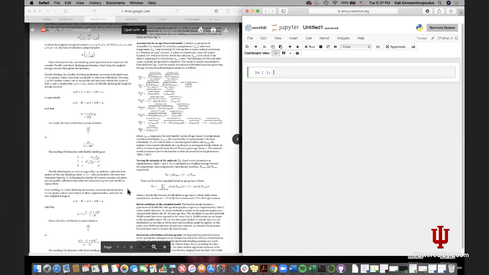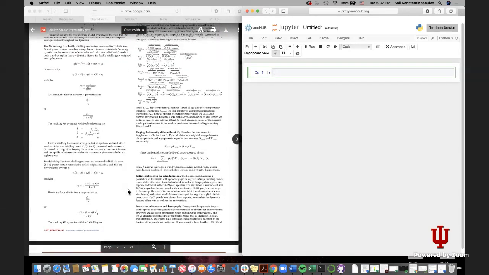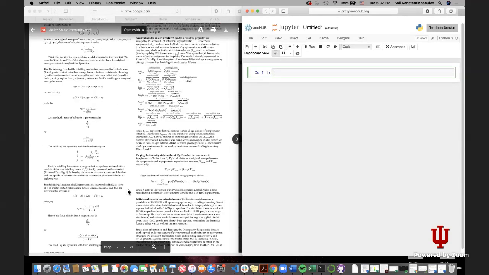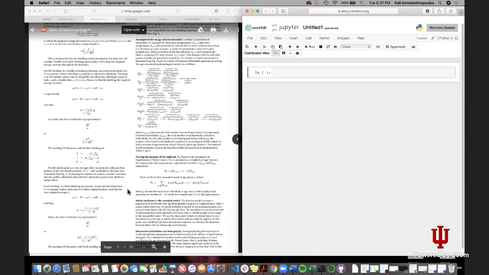And then in the fixed version, recovered individuals have 1 plus alpha greater contact relative to their original baseline. So instead of comparing to the number of contacts that susceptible or infected people would have, this is just compared to how many contacts that shield person would have had normally, if I'm not mistaken.